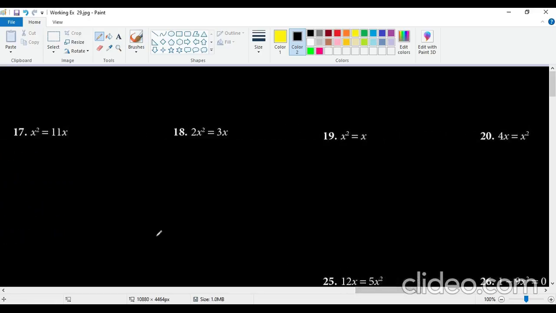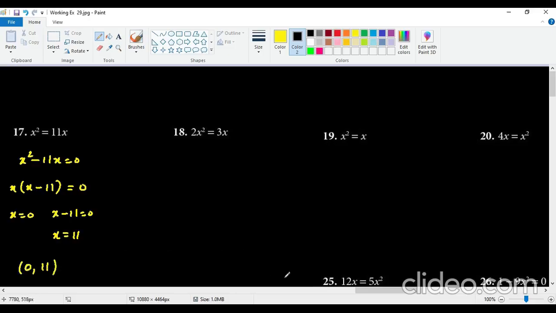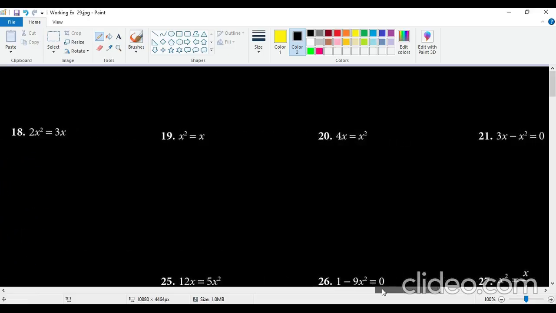Now, when it comes to question number 17, I can write x square minus 11x equals 0. That means x and x minus 11, these are the two factors. So x value is 0, and x minus 11 equals 0. That means the value of x is going to be positive 11. So these are the two values, 0 and 11, for this question. Moving on to question number 18.